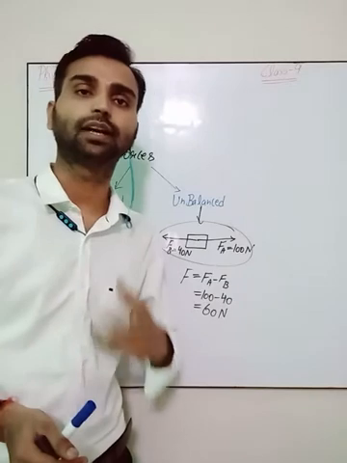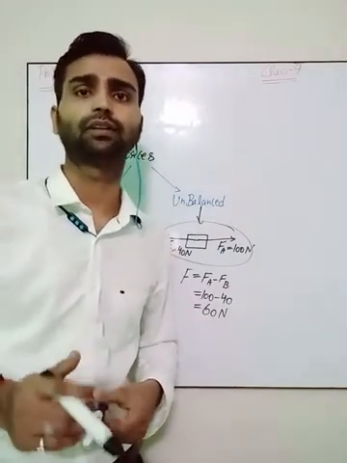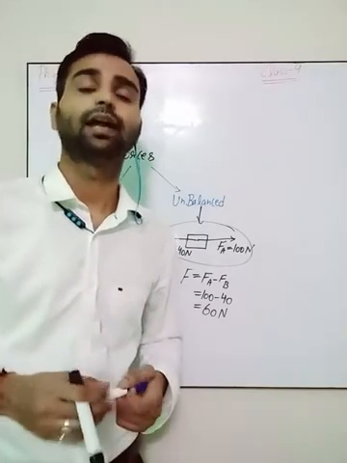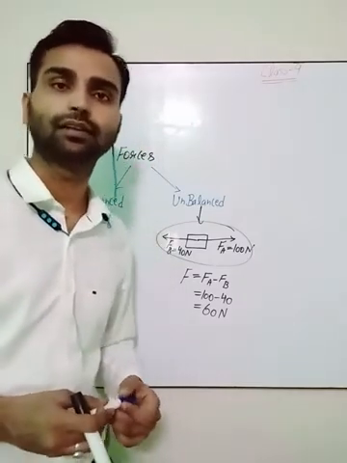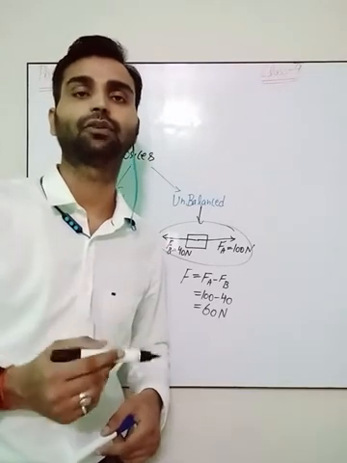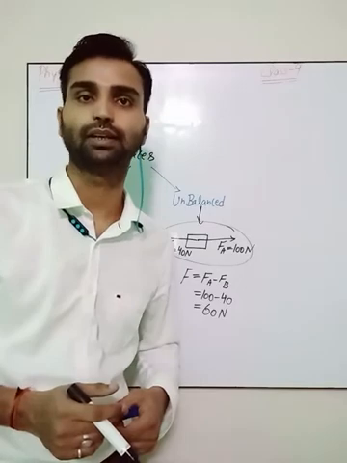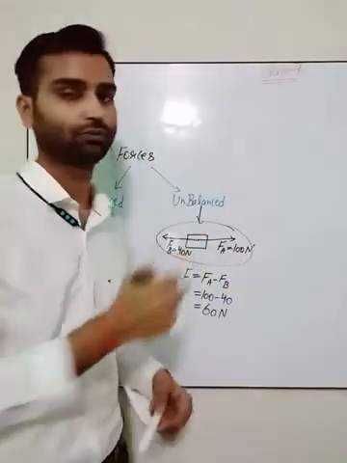So how can we define unbalanced forces? Unbalanced forces are the forces whose resultant is not 0. We can say it like this in simple language. And in the proper definition, we can say, if the resultant of the forces acting on a body is not 0, then the forces are said to be unbalanced forces.